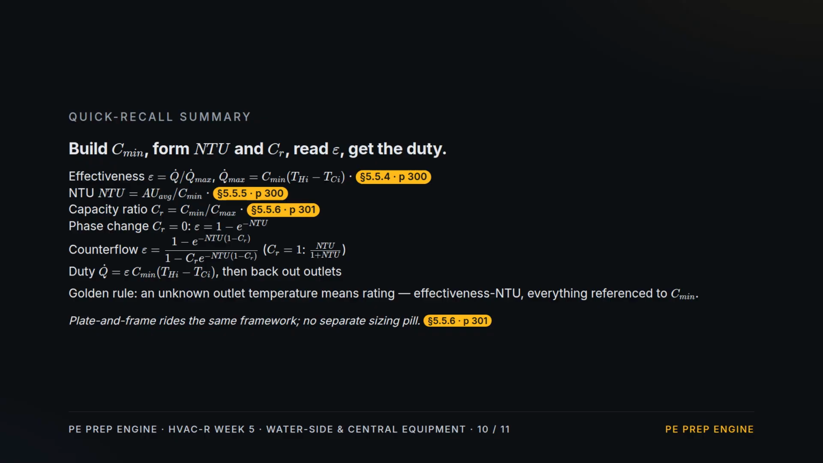Quick recall. Build C-min from the two capacity rates. Form NTU as conductance over C-min. Form the capacity ratio, and read effectiveness off the relation for your flow arrangement. 1 minus e to the minus NTU for a phase change, the counterflow fraction otherwise. Multiply by C-min and the inlet gap for the duty. Then back out both outlets. The trigger is always an unknown outlet temperature, and everything references C-min.